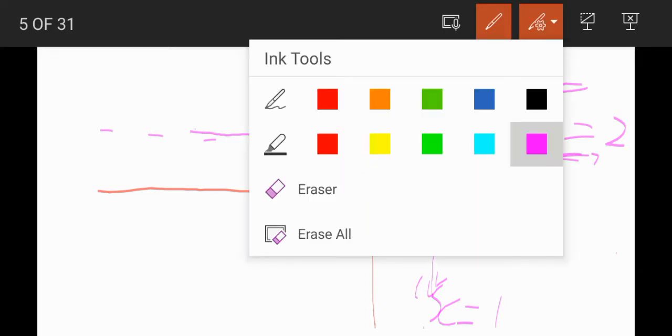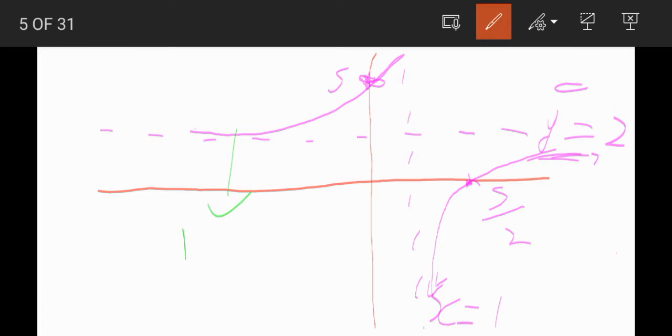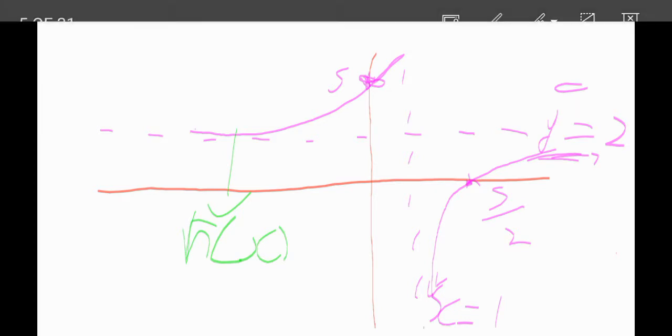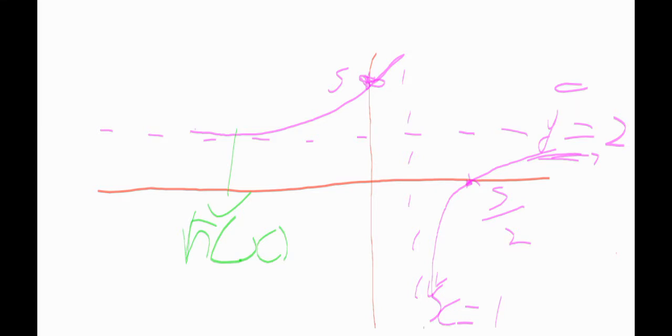Then as the final touch, you can just label your graph. This is h of x, right? And then you are done. So when you sketch it nicely, you don't have to be precise with the points, right?